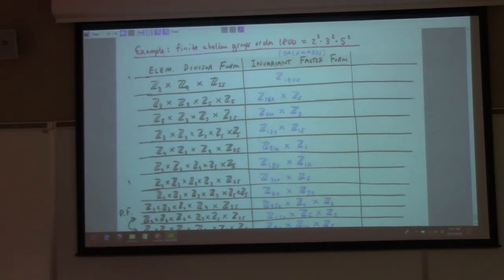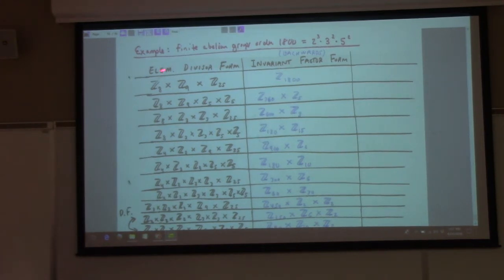What's possible? Well, you can either look at it from the elementary divisor form, or you can look at it from the invariant factor form. 1800 factors into 2 cubed, 3 squared, times 5 squared. So your primes are 2, 3, and 5. And the question is, how do you arrange them?